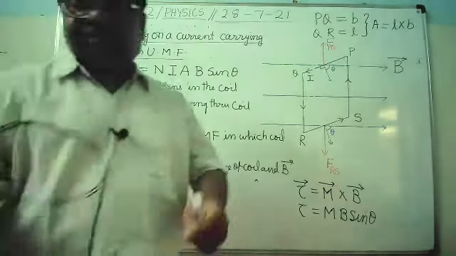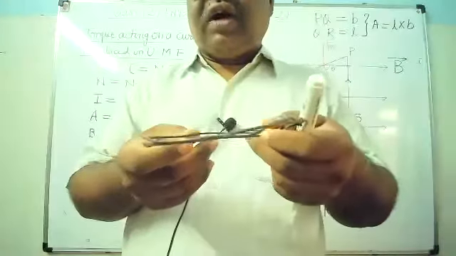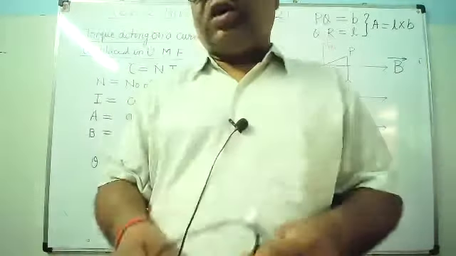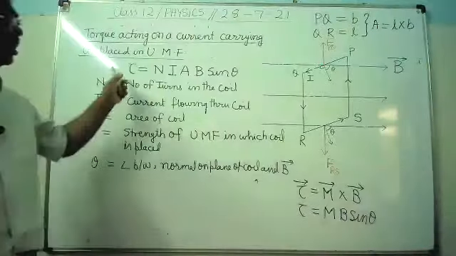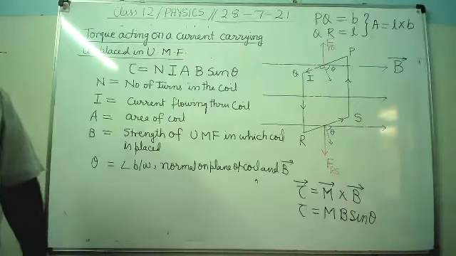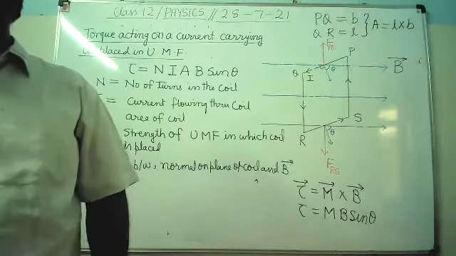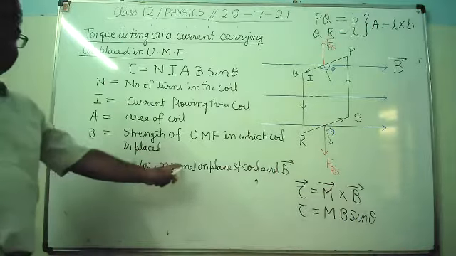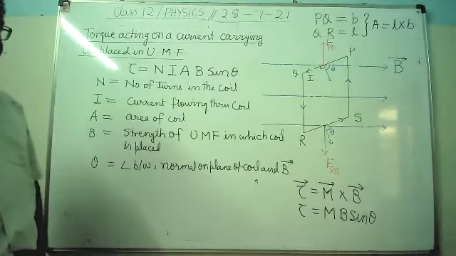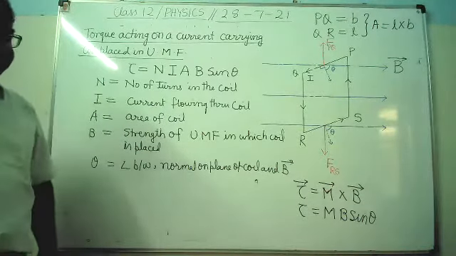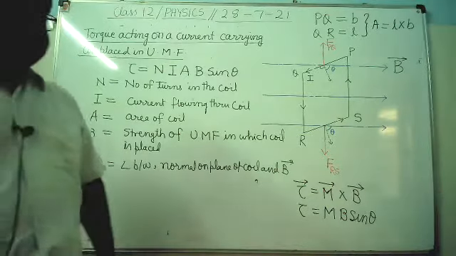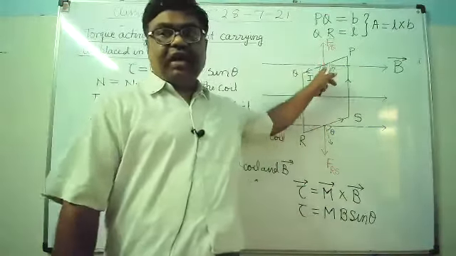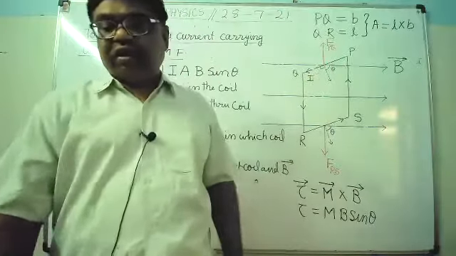For example, if you see this coil, it is not having one turn, it is having two turns. It is a coil of two turns. Is it clear? So N is the number of turns, I is the strength of current flowing through the coil, A is the area of the coil, B is the external uniform magnetic field in which the coil is placed. And what is theta? Theta is the angle between the magnetic field vector and the normal on the plane of the coil.